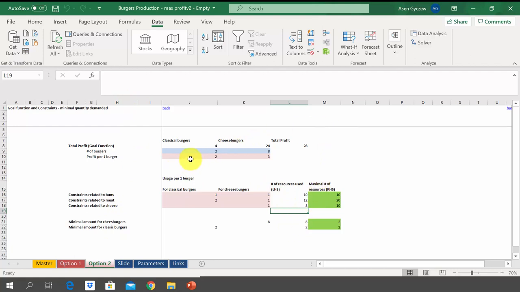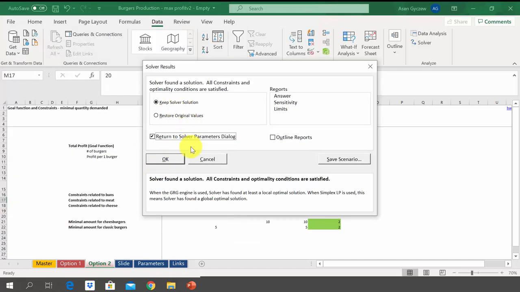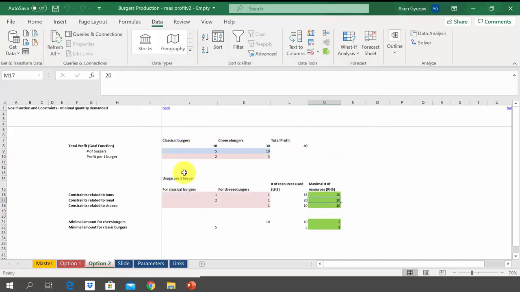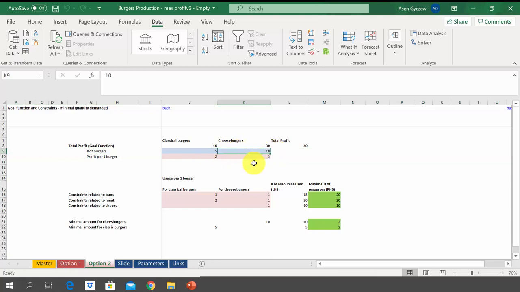Obviously, if I change the parameters here or the right-hand side of our constraints, we would get a different solution to our case study. In order to do that, you would have to again use the Solver. So if, for example, we increase the number of buns to 20, I would have to go back to Solver. The problem is already predefined, so I just press solve. Then after it generates the solution, you press OK. And you have a new set of production. So with a bigger number of buns, it will produce more classical burgers and a little bit more cheeseburgers, and the profit is going up to 40.